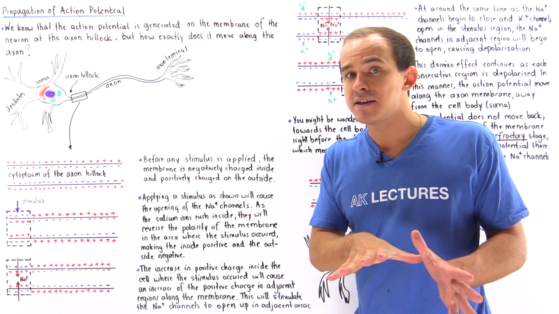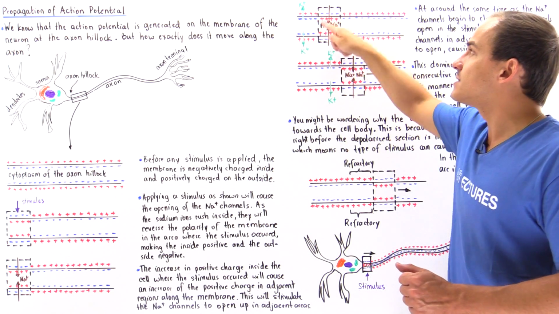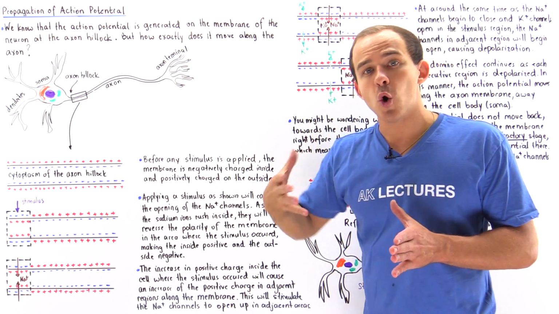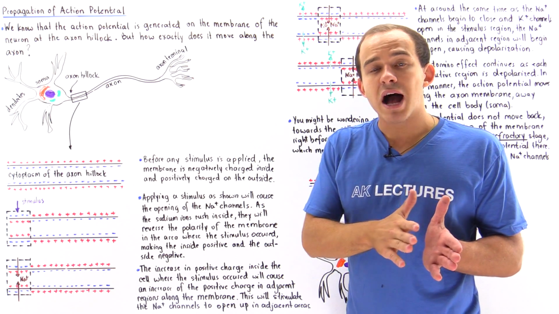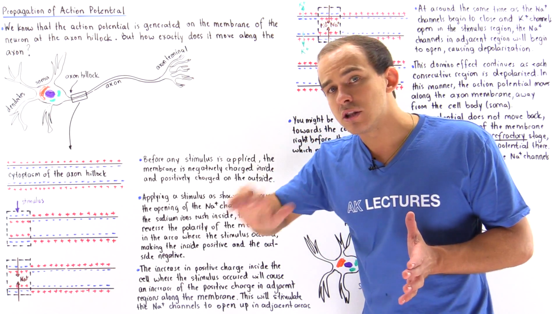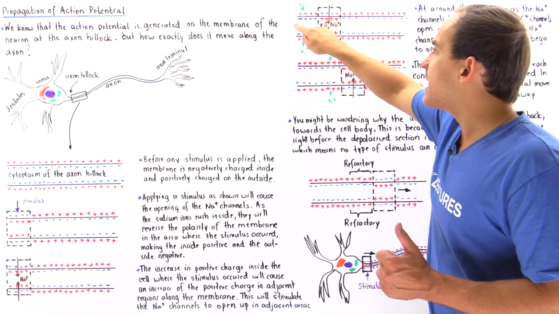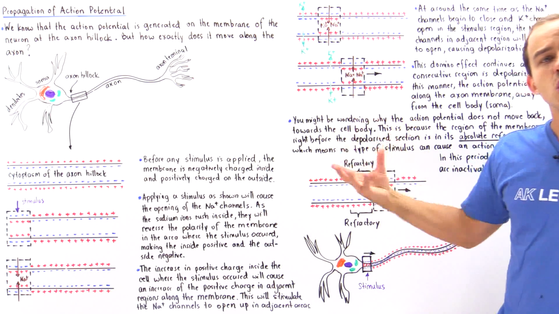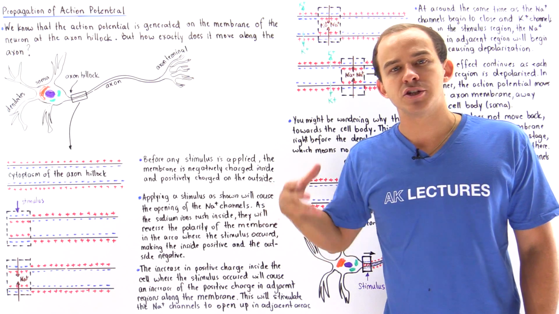And now potassium ions, where the stimulus actually took place, the potassium channels will begin to open up, and our potassium ions will begin to move down the electrochemical gradient from the inside of the cell to the outside of the cell. And this is known as our repolarization period.